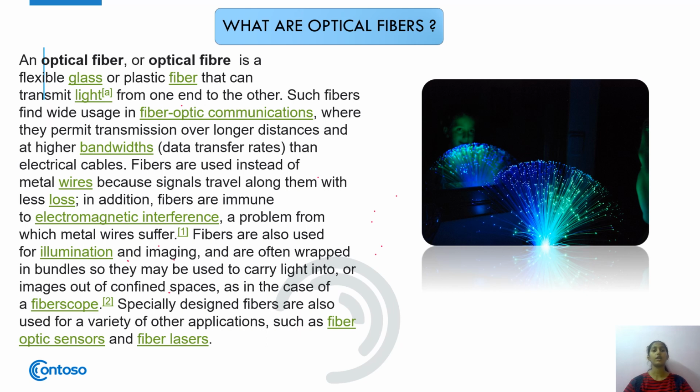In addition, fibers are immune to electromagnetic interference, a problem from which metal wires suffer. Fibers are also used for illumination and imaging and are often wrapped in bundles so they may be used to carry light into or images out of confined spaces, as in the case of a fiberscope. Specially designed fibers are also used for a variety of other applications such as fiber optic sensors and fiber lasers.